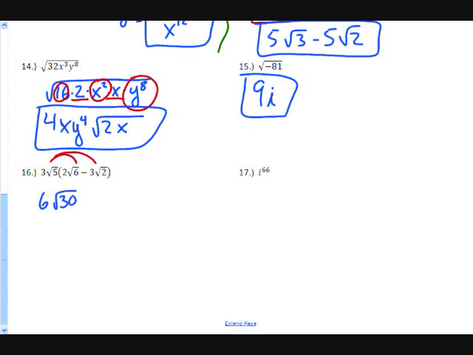And I do the same thing with the next one. 3 times 3 gives me the 9. 5 times 2 gives me a 10. And the last thing I would do is look to see if any of these simplify, but unfortunately none of them do, so I leave it just the way it is.